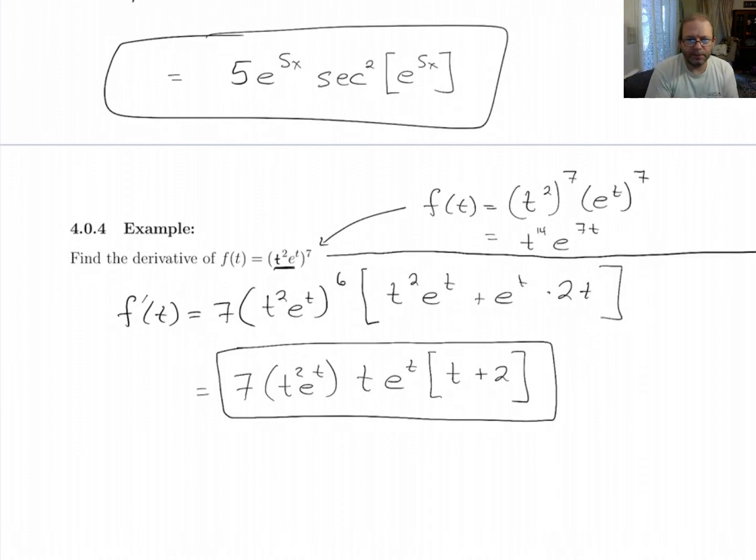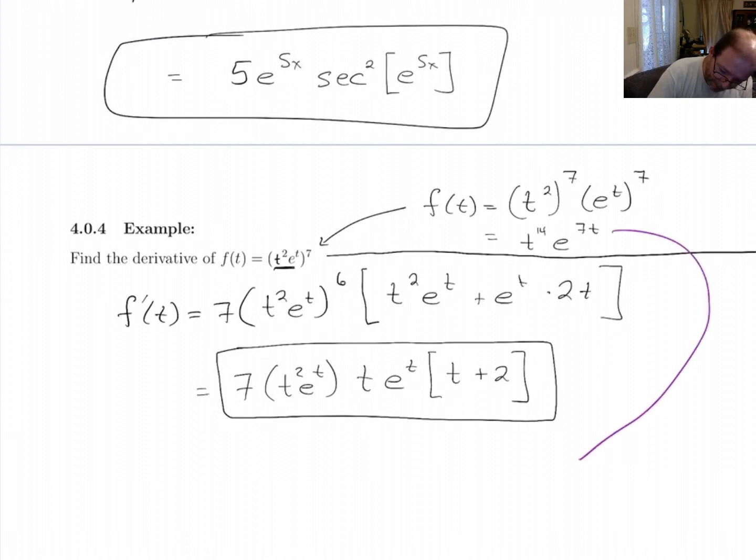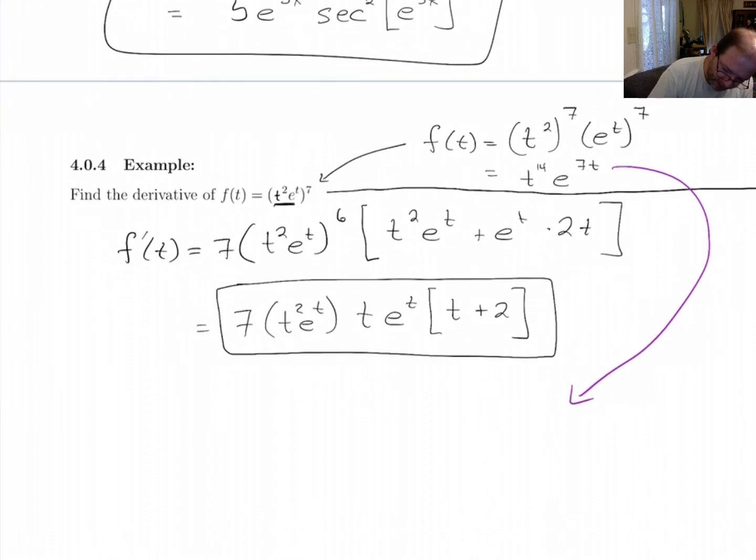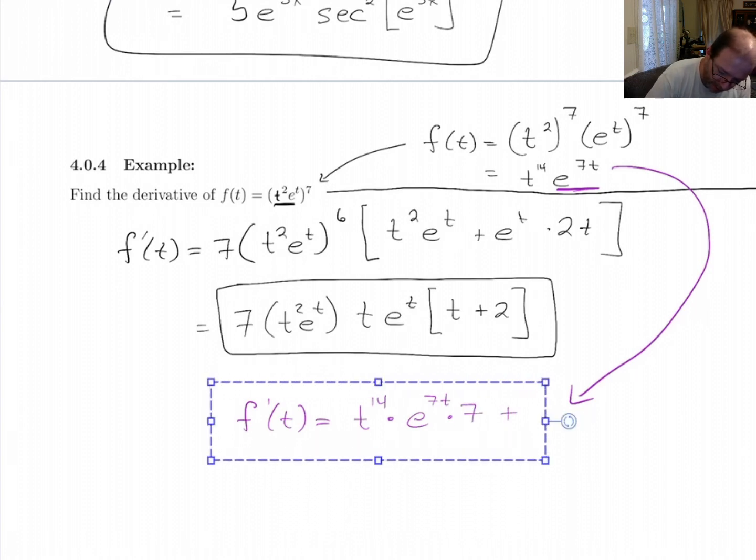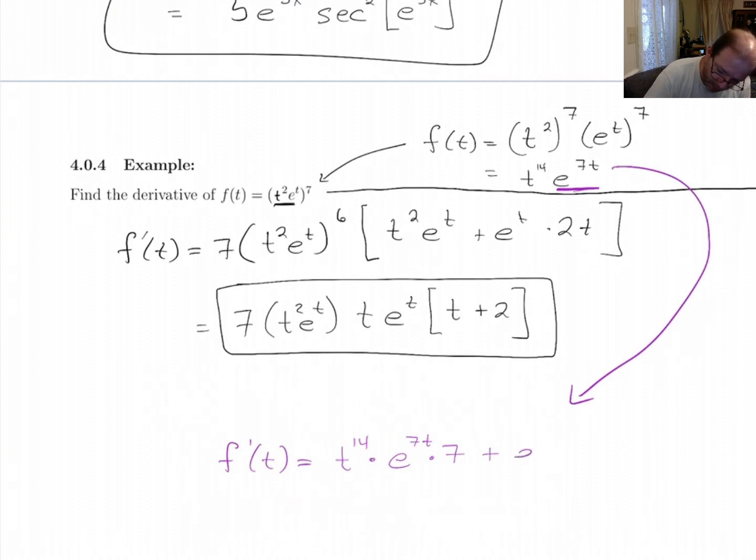just using the, let's do that. I'm going to do that in purple. If we do that, we get f prime of t is equal to first times the derivative of the second. Now the second thing here is e to the 7t, so its derivative is e to the 7t times 7 plus the second times derivative of the first, 14t to the 13.